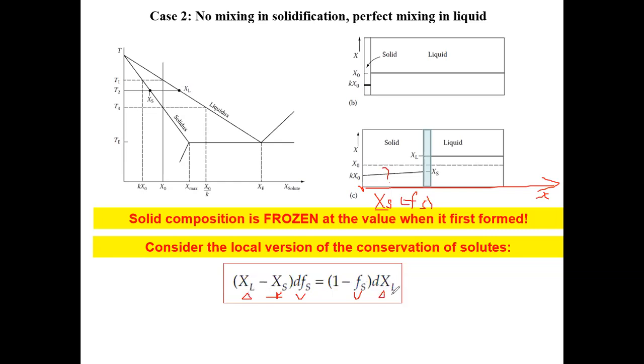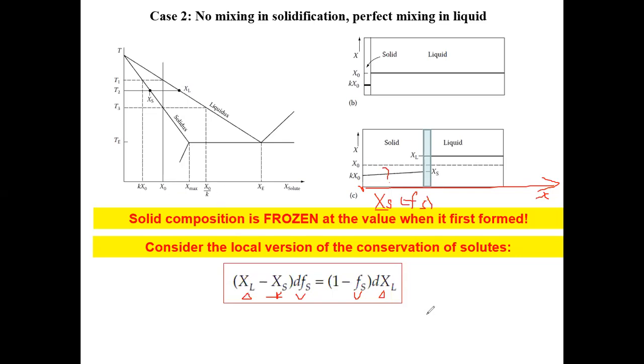Because these are liquid composition. We want solid composition. Now, how can I get rid of liquid composition? Or how can I express the liquid composition in terms of the solid composition? Otherwise I wouldn't be able to solve this equation with too many variables. I just want to have two variables which provide a relation between Xs and Fs. But how can I get rid of Xl?